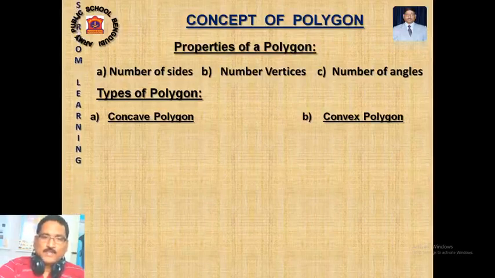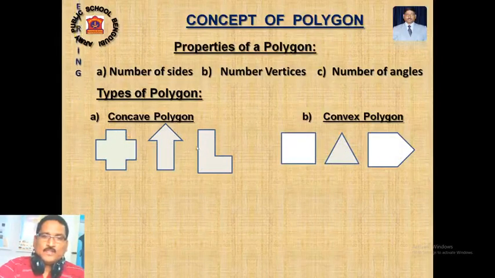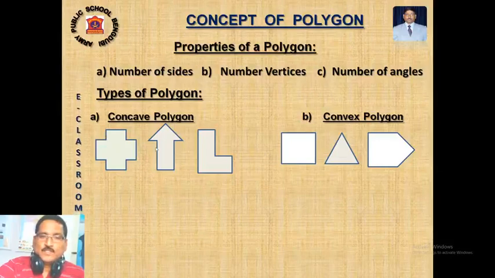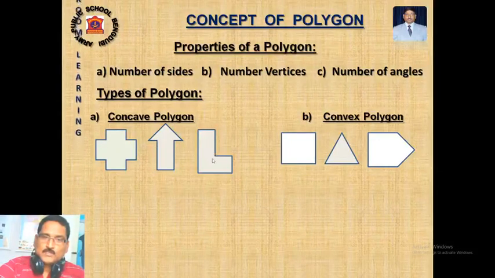How will we identify it? You see, these three figures are concave polygons. Why? Because if you see some of the interior angles of this figure, it is greater than 180. It is also greater than 180. This is made by line segments and closed. It is a polygon, no doubt. But some of the interior angles measure more than 180 degrees. Here also some of the interior angles measure more than 180 degrees. Here also some of the interior angles measure more than 180.